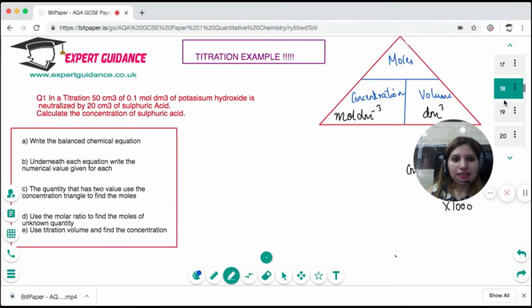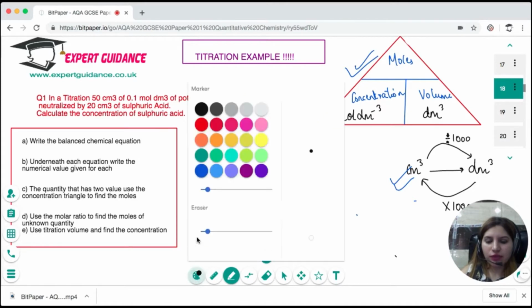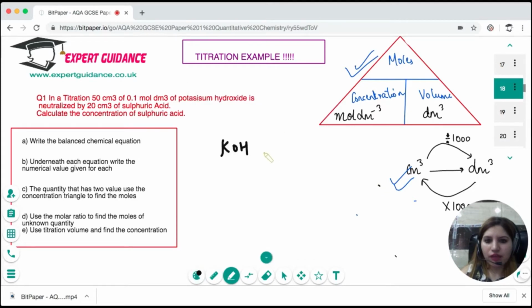Now let us take another example. So in this question, we'll take the help of our moles triangle, our centimeter cube, decimeter cube conversions, and let us look at the question. So it is of potassium hydroxide combining with sulfuric acid. And remember, when you have KOH combines with H2SO4, you write the balanced chemical equation, and that will give you K2SO4 plus water. Okay, so this is my first step. I have written the balanced chemical equation.